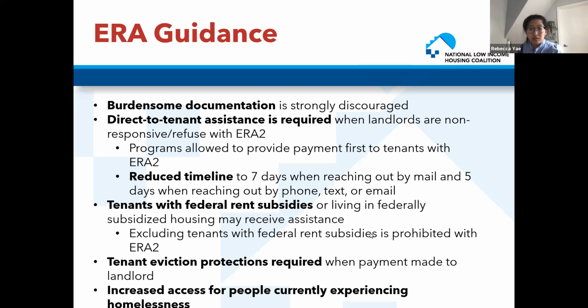Guidance has also made very clear that tenants with federal rent subsidies or living in federally subsidized housing may receive assistance, and excluding tenants with federal rent subsidies is prohibited with ERA2.